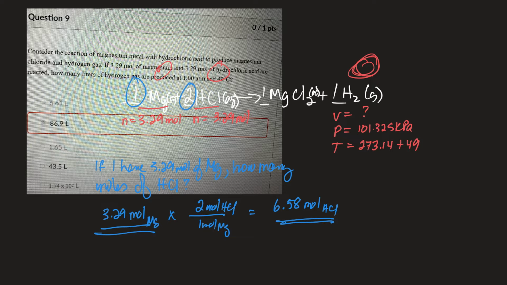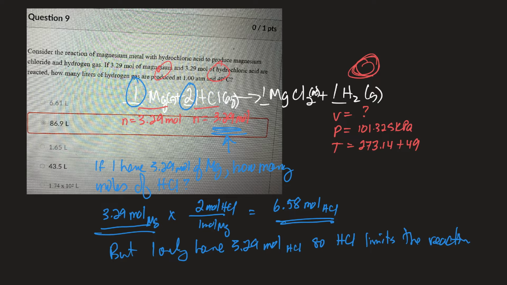But how much do I have? But I only have, in the question, 3.29 moles of it. Therefore, since I don't have enough of the HCl, it will be my limiting reactant. I only have 3.29 moles of HCl, so HCl limits the reaction.